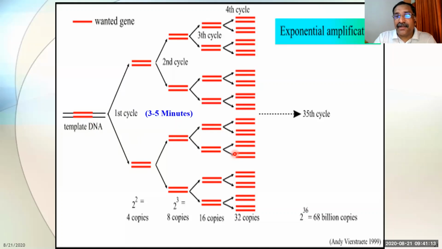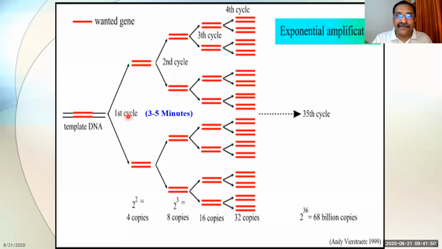Denaturation, very good. Second one, annealing. And third one is extension, also known as polymerization. Okay. So all these 3 steps are completed in how much time? We simply write over here 3 to 5 minutes. In 3 to 5 minutes, one cycle will be completed. In one cycle, you get exactly double the number of the previous one. So first cycle is over, you get 2 copies.